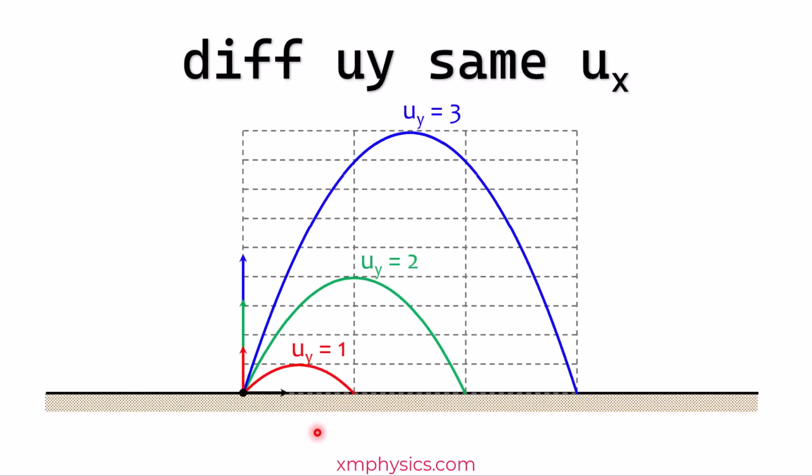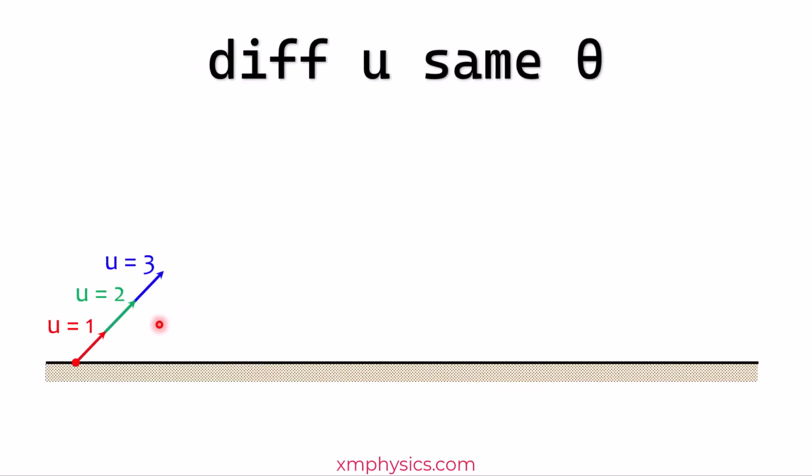Okay, another one. This time around, all of them will be launched at the same angle, but with different initial launch speeds. Alright, so the first one will be u equals 1, the second one u equals 2, and u equals 3. Again, make your sketches, and come back to me when you are ready.